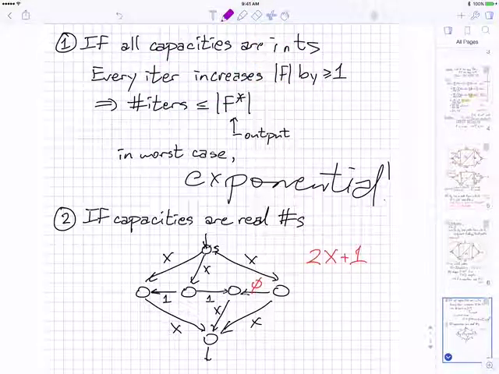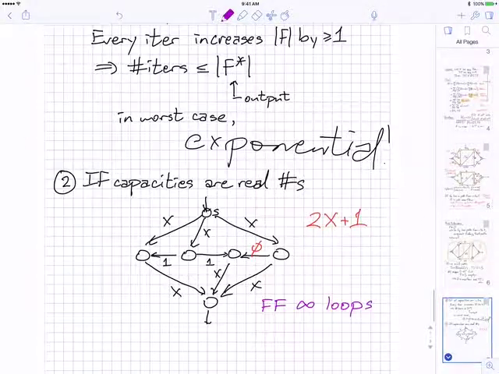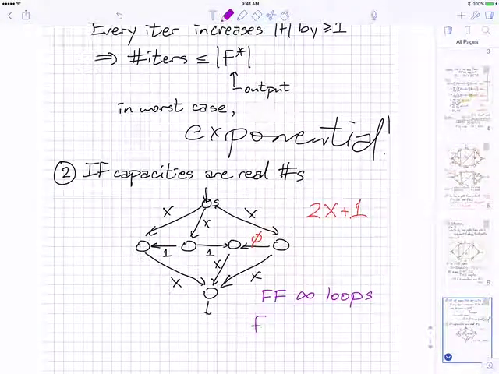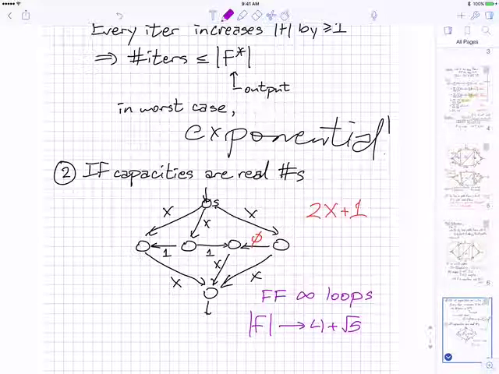But it turns out that Ford-Fulkerson can infinite loop, and moreover, over time, the flow value approaches 4 plus square root of 5, which is less than 7. So not only do you run forever, but you don't even approach the right answer in the limit. You don't have a good approximation. It's just awful. It's bad. And the reason is because you're arranged so that every time you make an improvement, the size of your improvement shrinks exponentially over time.